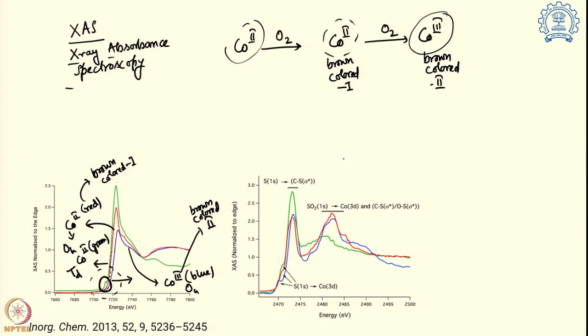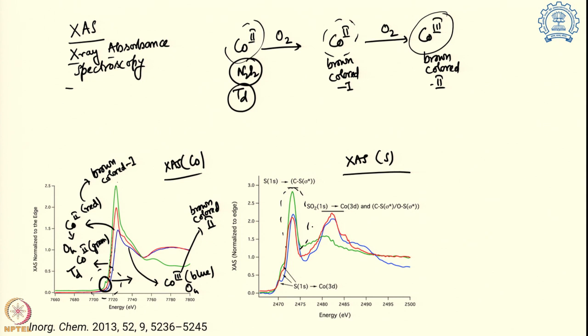This is the XAS spectra of sulfur. Previously it was the XAS spectra of cobalt, I should have mentioned this is the sulfur. And over here we again see the same thing, the green one is the cobalt 2 N2S2 geometry in tetrahedral mode. And you can see only one particular band over here, which shows that this is a cobalt thiolate system. The red one, you can see there are two bands coming up, a new band shows up over here. That is because one of them is thiolate, and the other one signifies a sulfinate band.